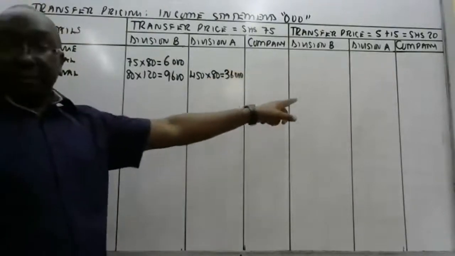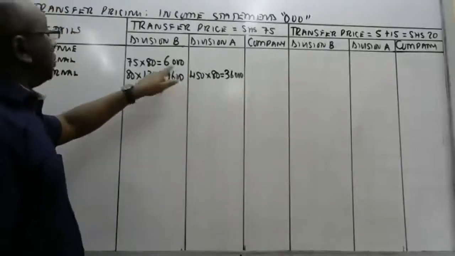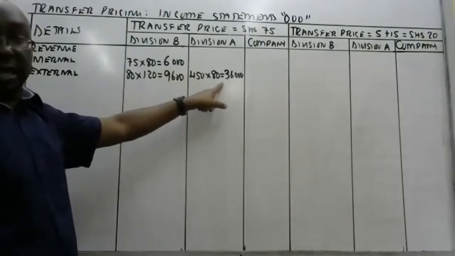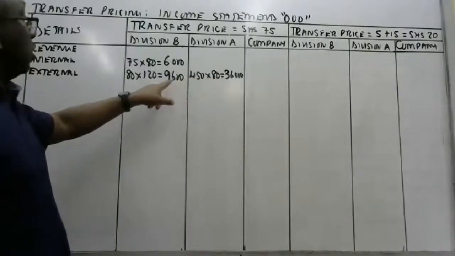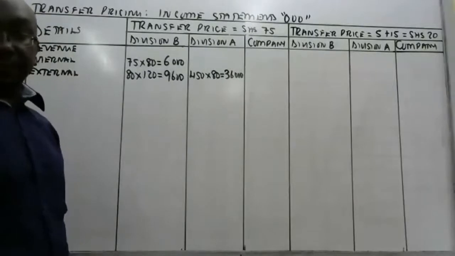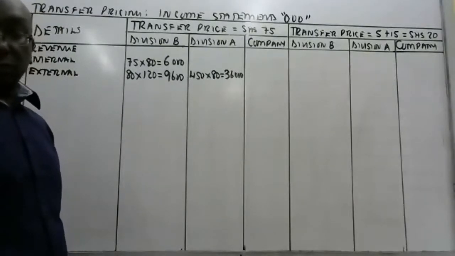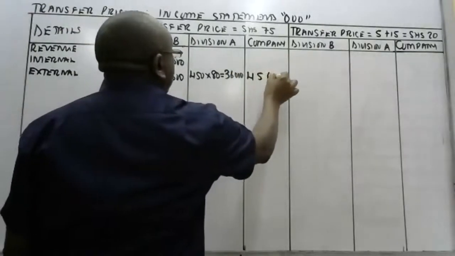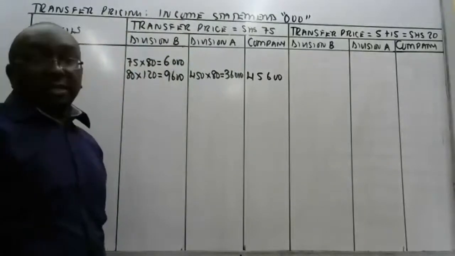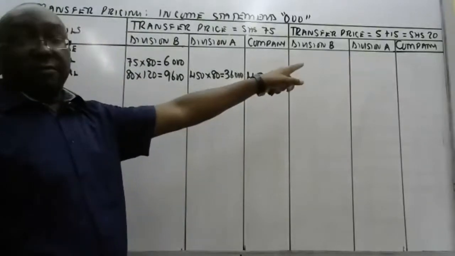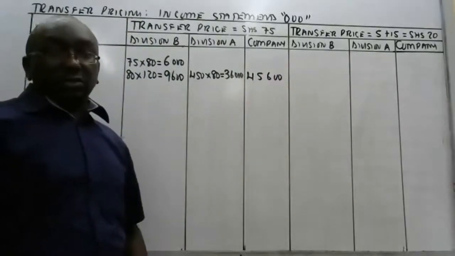Let us go to the company. The company does not feel the effect of the internal sales, but it feels the effect of the external, both departments. So the company will have 9,600 plus 36,000. That is how much? 45,600. Good. Let us go to the other one for the transfer price. Let us finish with sales.